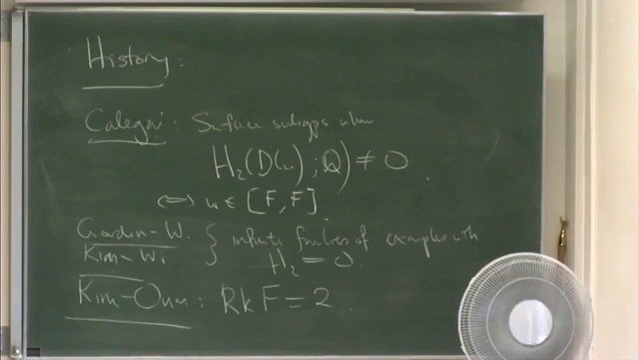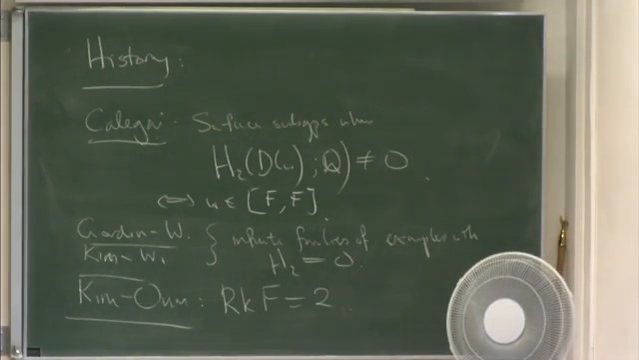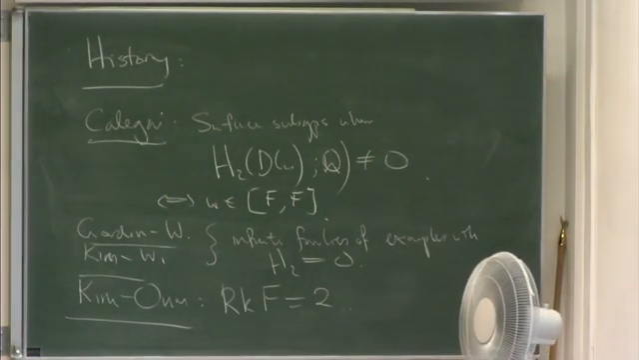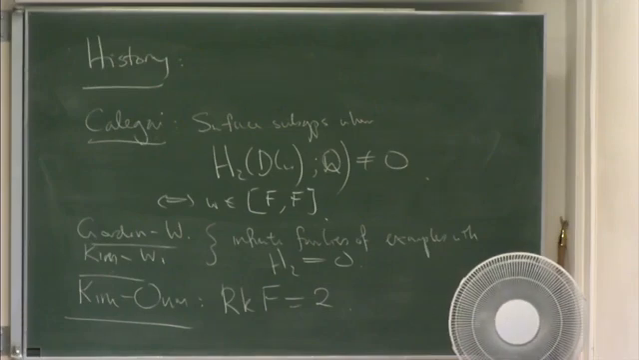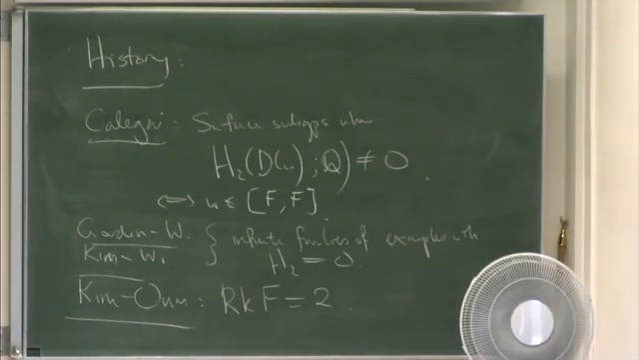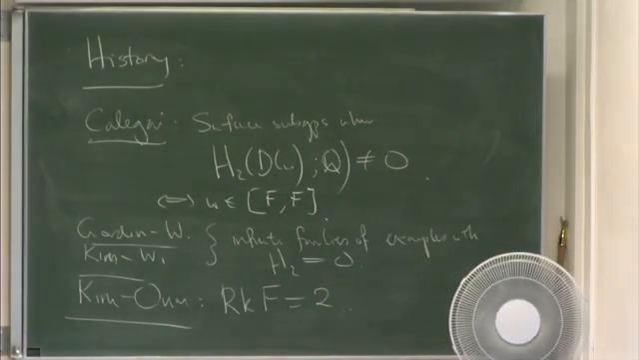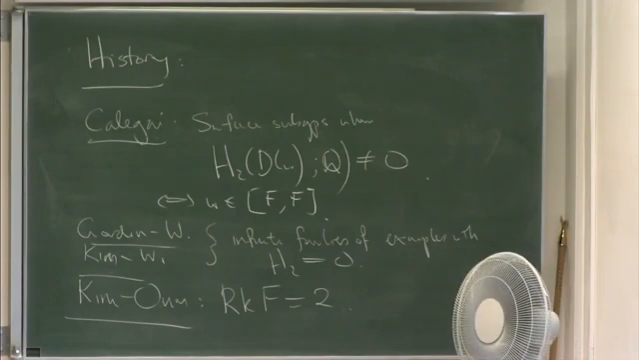But unfortunately, essentially what they did was reduce it to a certain number of cases, which they were then able to check by hand. But the number of cases was going to get a lot bigger in higher ranks, so it wasn't quite clear how to proceed from that.